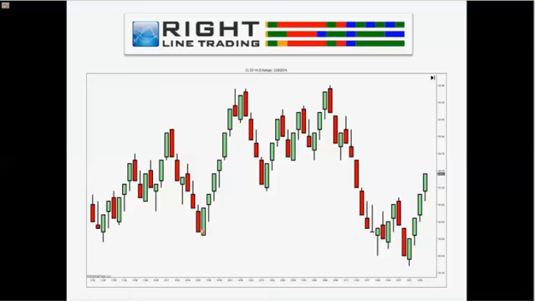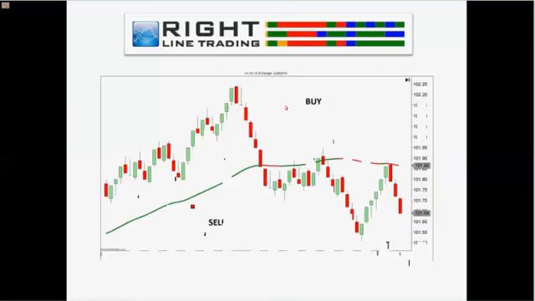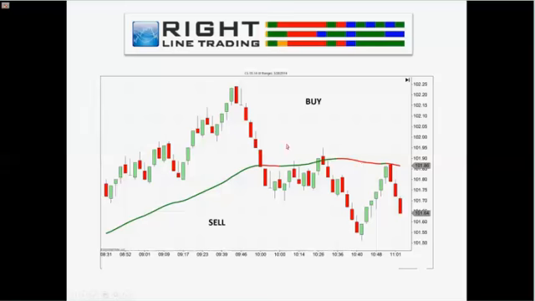So we further define market structure as price above the 50-period simple moving average. This is where we go long only. Below, this is where we go short only. We believe the bulls are in control above the 50 and the bears are in control below the 50. If we try to go long below the 50, we're counter trend trading. If we try to go short above the 50, we're counter trend trading.